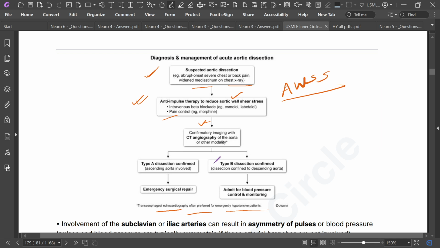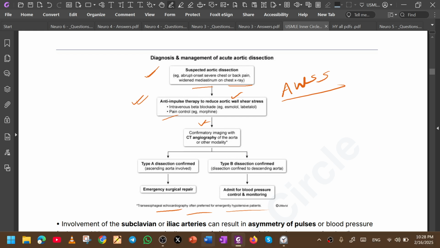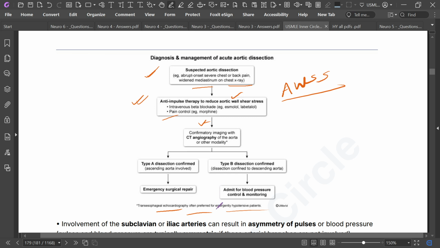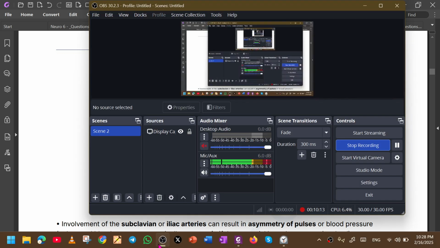Type A dissection, confirmed ascending aorta involvement, needs emergency surgical repair. Type B, dissection confined to the descending aorta, is not for acute surgery. Admit the patient for blood pressure control and monitoring, and that's it.